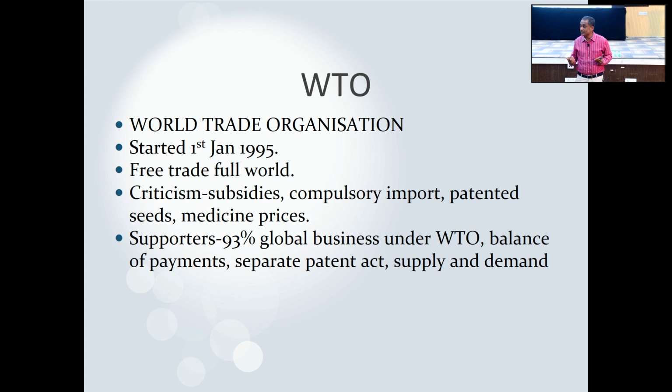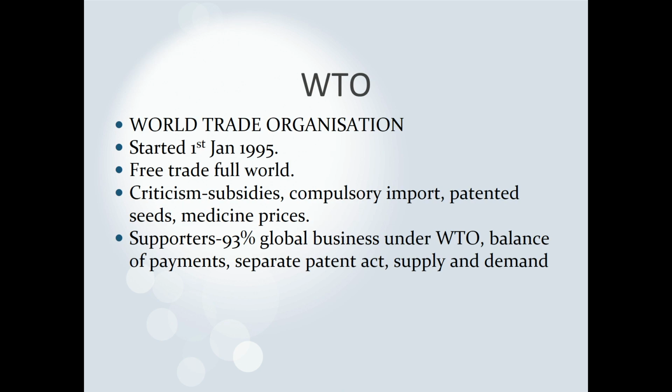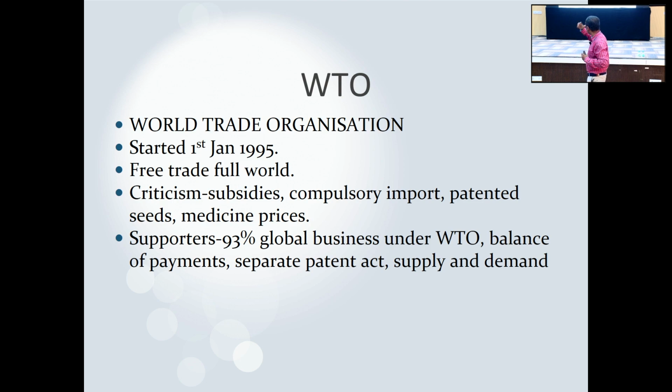The main purpose of WTO, what it says, is to stop all subsidies. But our country has so many ration shops. Poor people are there. WTO says subsidies are against the nation's growth. But we cannot go against it, because unless our people come to some level, we cannot do that. Then there is compulsory import.